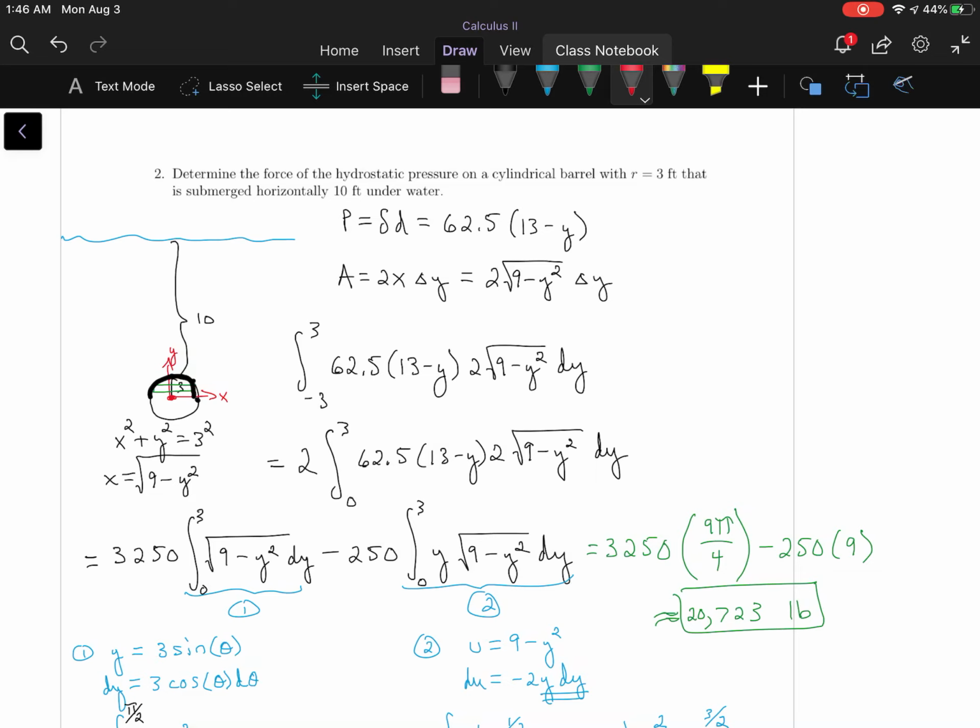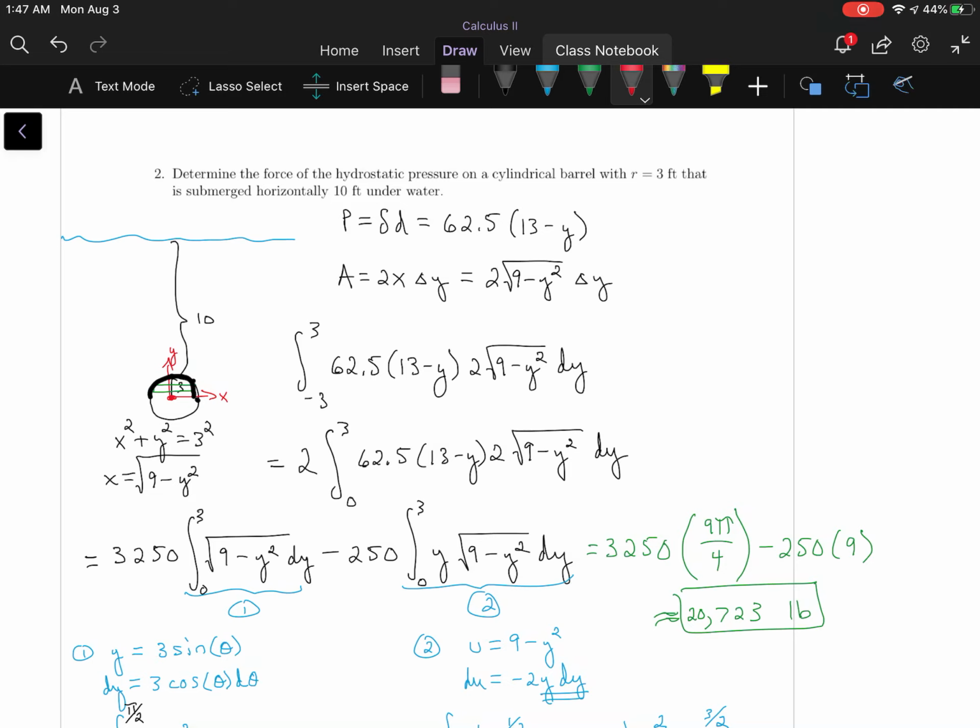Now, for this example, I'm going to put our frame of reference right in the middle of that barrel. And so that means that the depth is going to go from negative 3 to positive 3 with standard axes. Positive y is upwards and x is to the right.